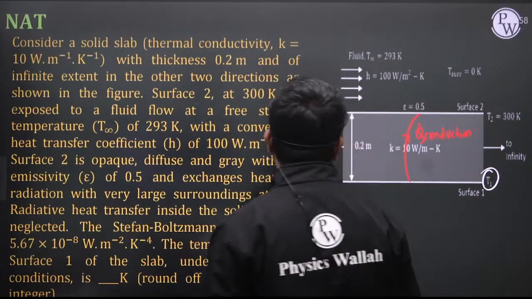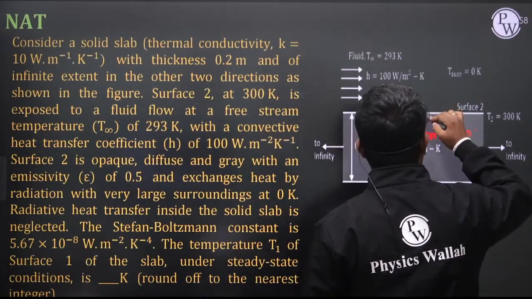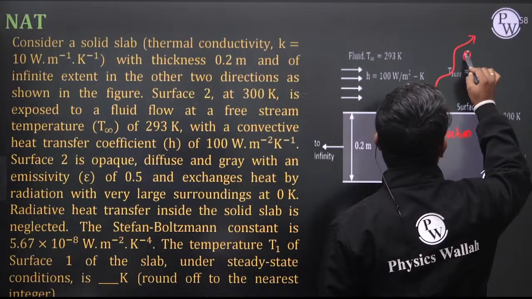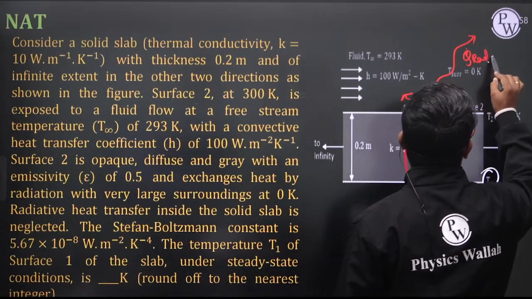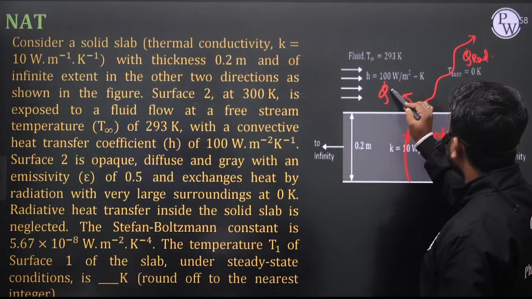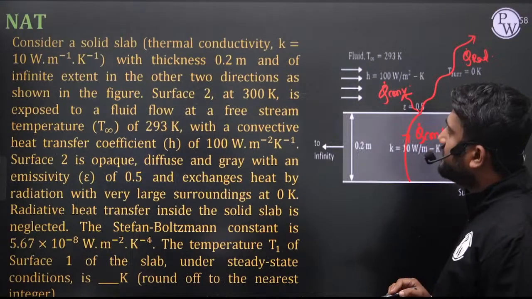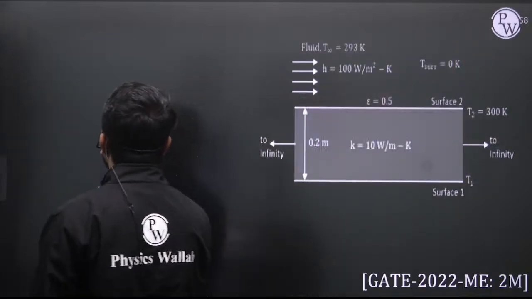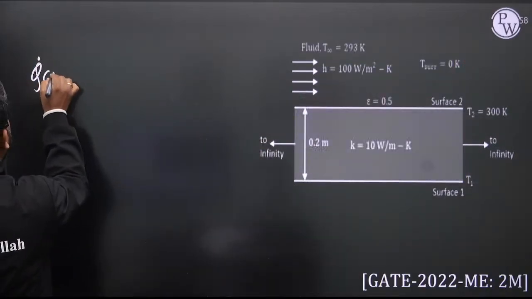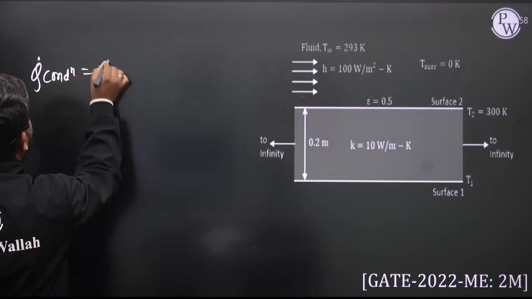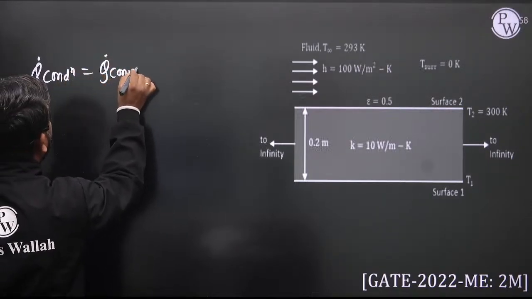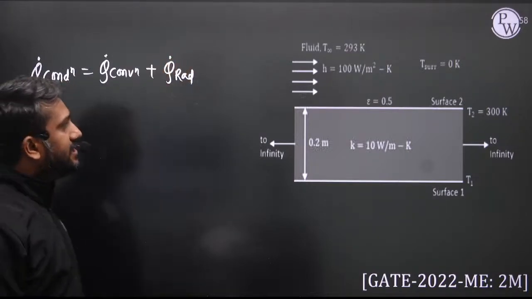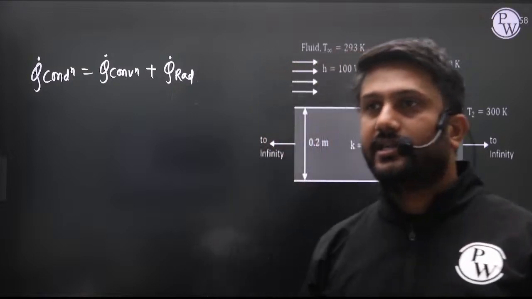And outer side there is a heat transfer via convection, and there is a heat transfer via radiation. So at steady state, simply you can say the conduction is equal to convection plus radiation. If you apply the energy balance at the steady state, the conduction is equal to convection plus radiation.